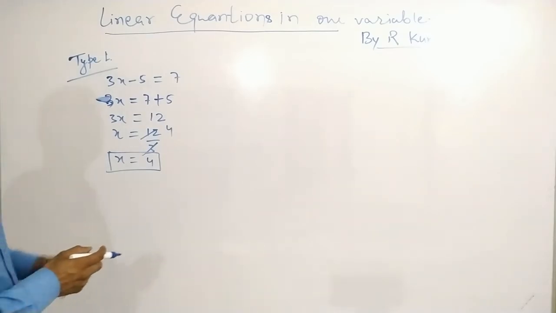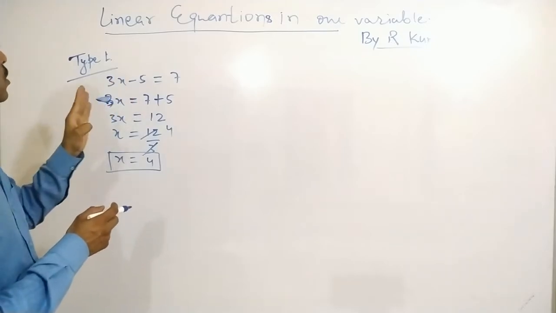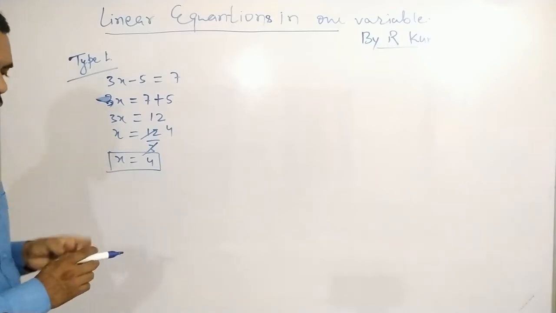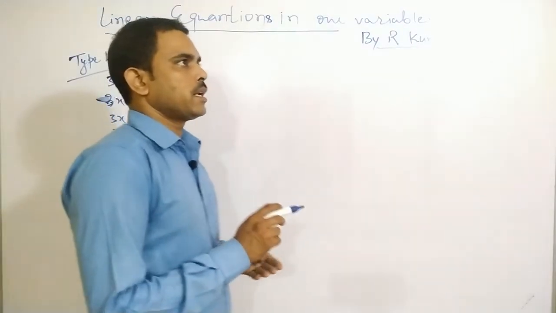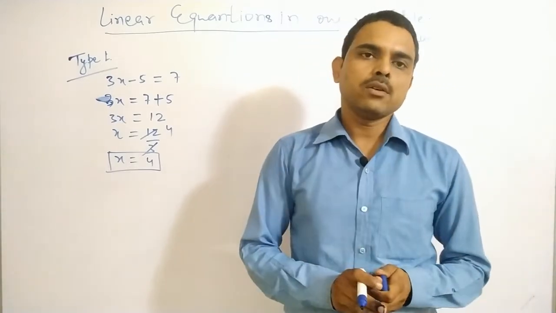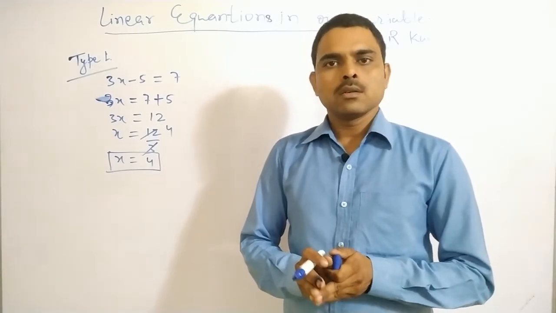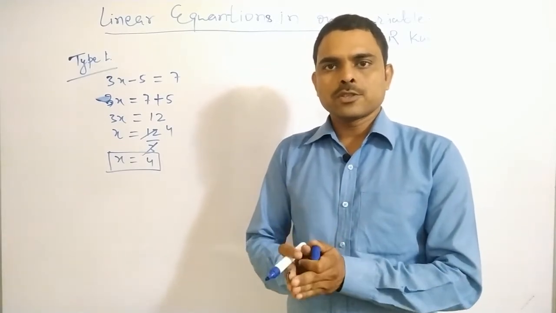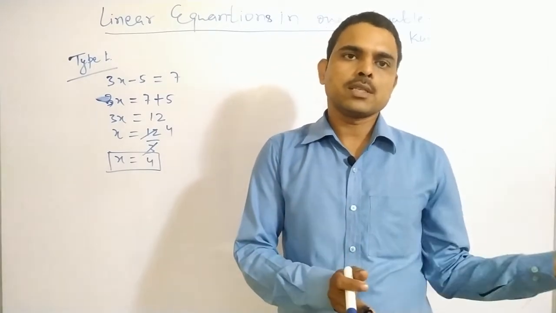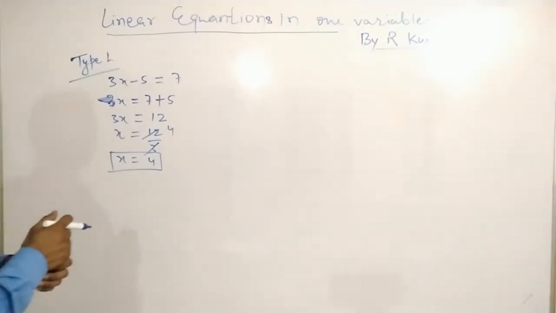In type 1 we have seen how we shift the variables or the constant to the other side and how we get the value for x. Here is one line I would like to tell you: in solving any linear equation you must keep one thing in your mind, that the variable should be on one side and the constant should be on the other side. And for this you will do it stepwise, not all at a time.